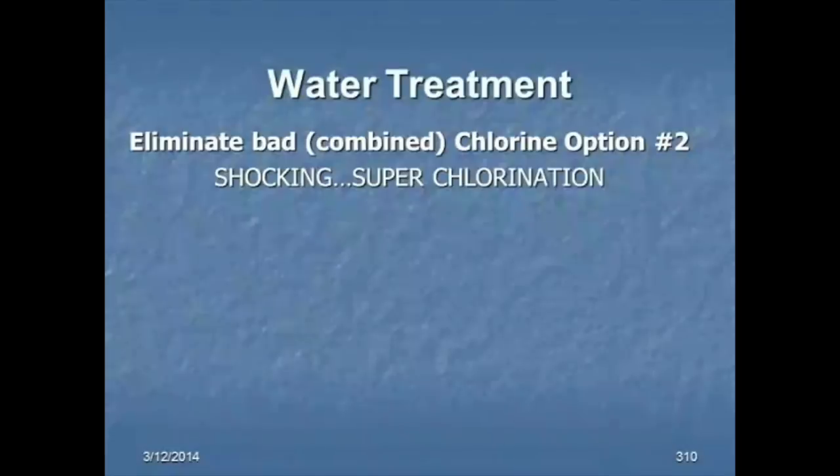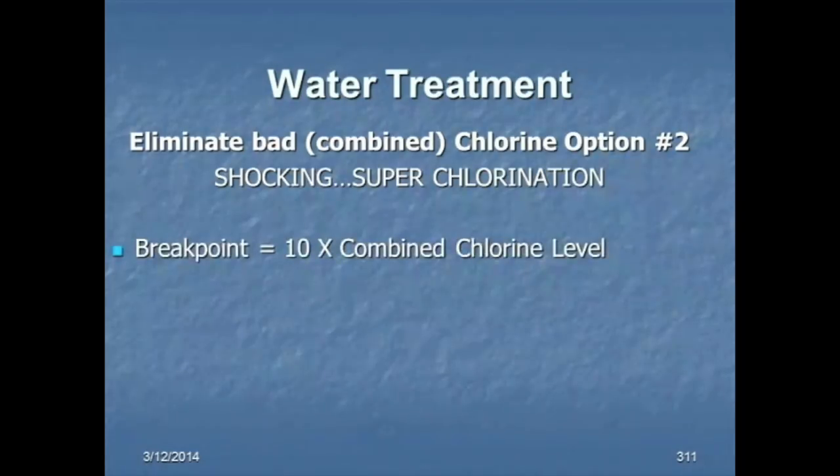Now, as I was getting ahead of myself, the second way to eliminate combined chlorine, which is what most people probably do, is the shocking method or the superchlorination method of getting rid of that bad form of chlorine, option number 2. A general rule of thumb to reach the break point of that reaction: you take 10 times whatever your combined chlorine level was.